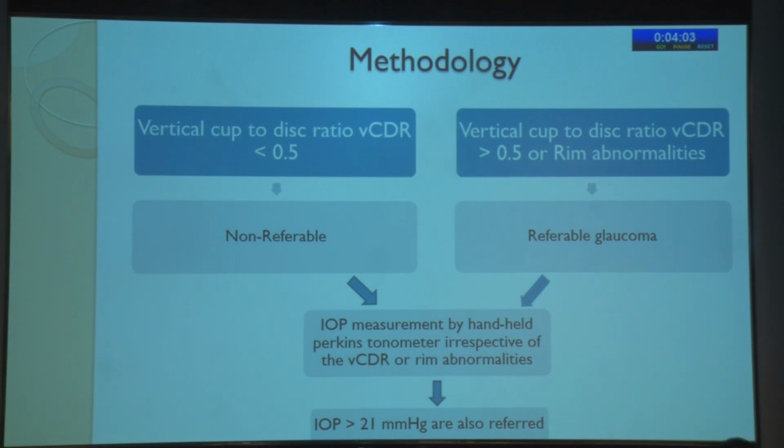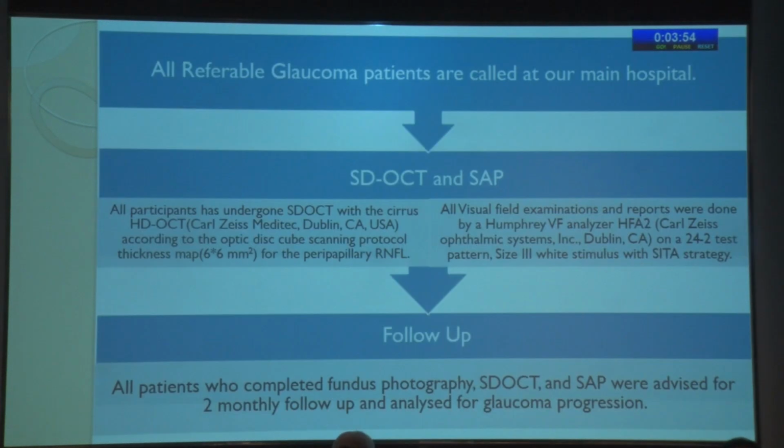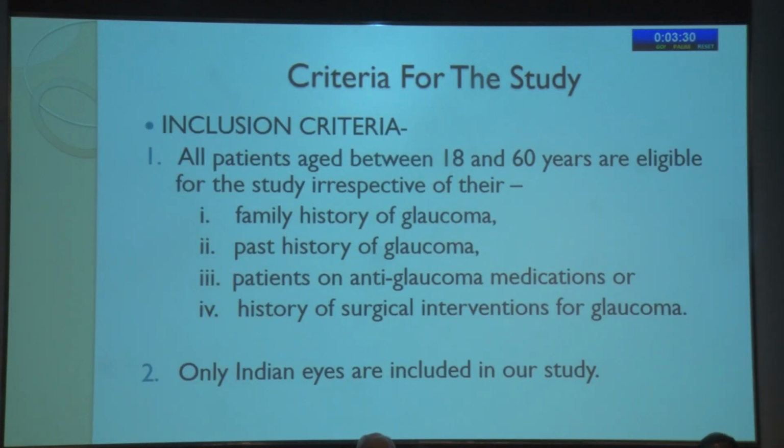Irrespective of vertical CDR, all patients have had IOP measured by handheld Perkins tonometer, and those with IOP greater than 21 mmHg were also referred. All referable glaucoma patients are called to our main hospital, and SD-OCT and SAP have been done. All patients underwent SD-OCT with the Cirrus SD-OCT according to the optic disc cube scanning protocol, and all visual field examination reports were done by the Humphrey Field Analyzer. All patients who completed fundus photography, SD-OCT and SAP were advised 2-monthly follow-up and analyzed for glaucoma progression.